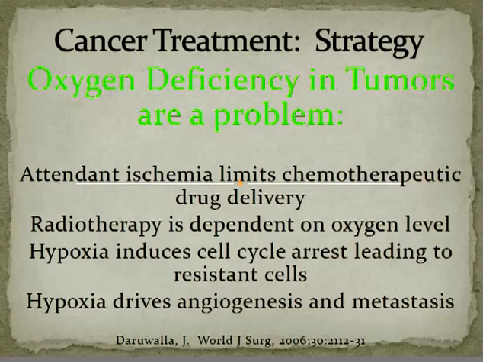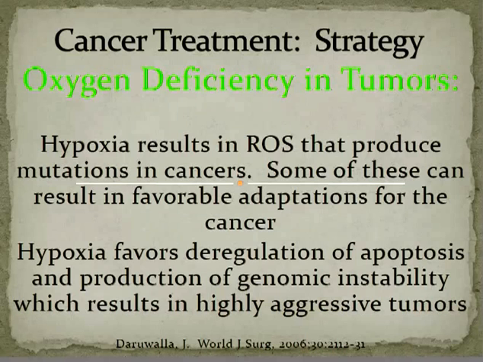And hypoxia drives the angiogenesis and metastases. Well, hypoxia is in all of this. So if we can do something about hypoxia, maybe we can do something about the cancer. And it turns out hypoxia results in reactive oxygen species that produce the mutations in cancers. Some of these, it turns out, are favorable adaptations for the cancer. Hypoxia favors deregulation of apoptosis. We talked about telomerase upregulation, production of genomic instability, resulting in highly aggressive tumors.